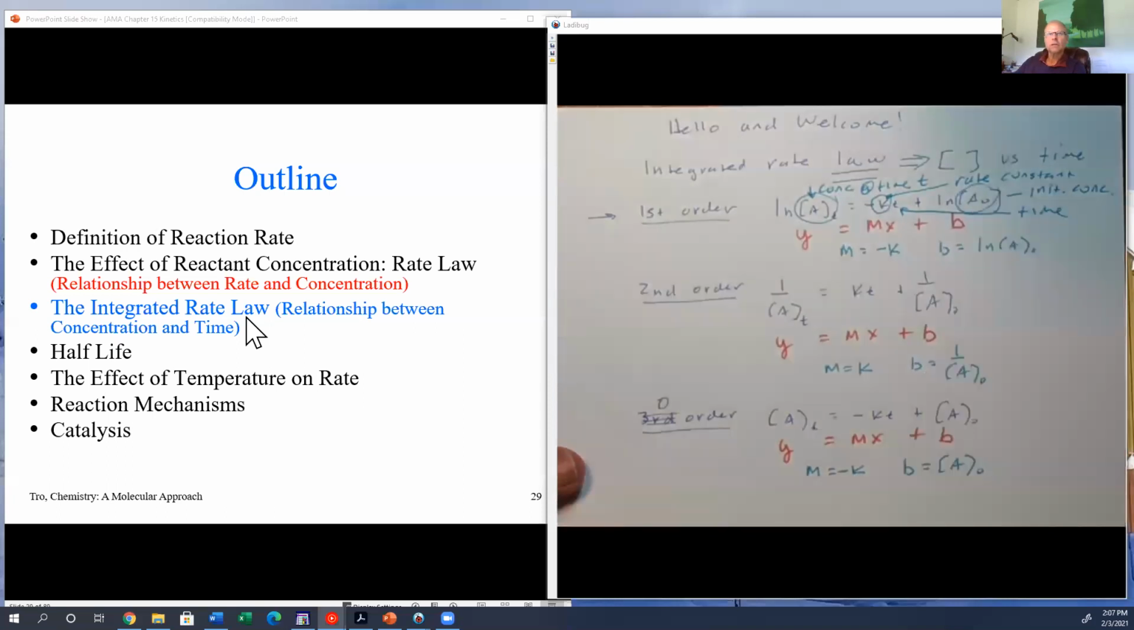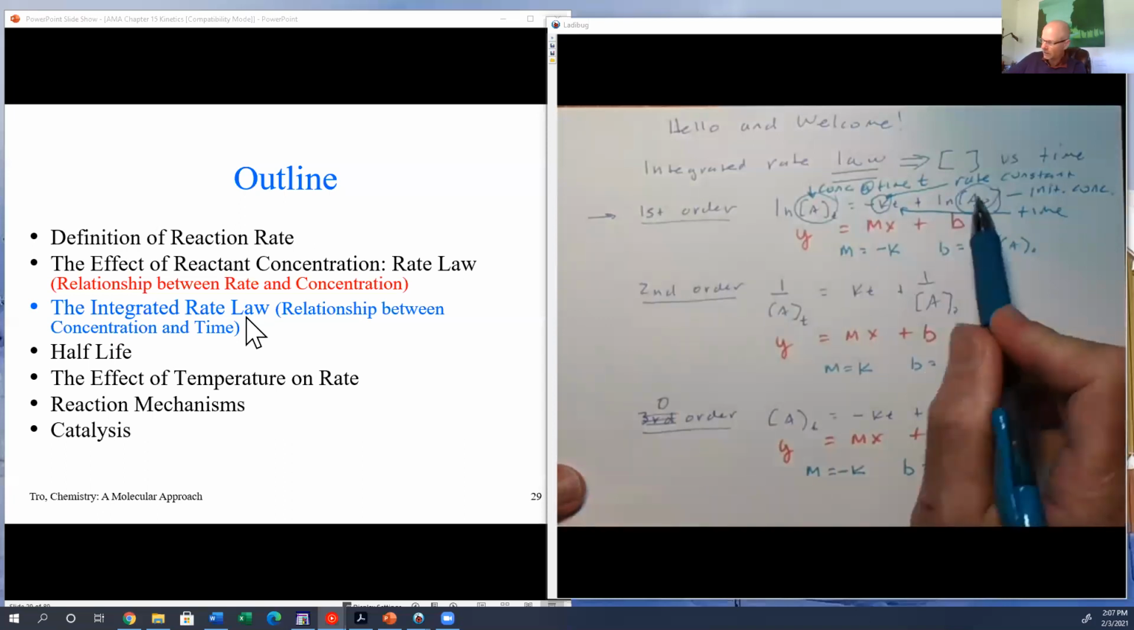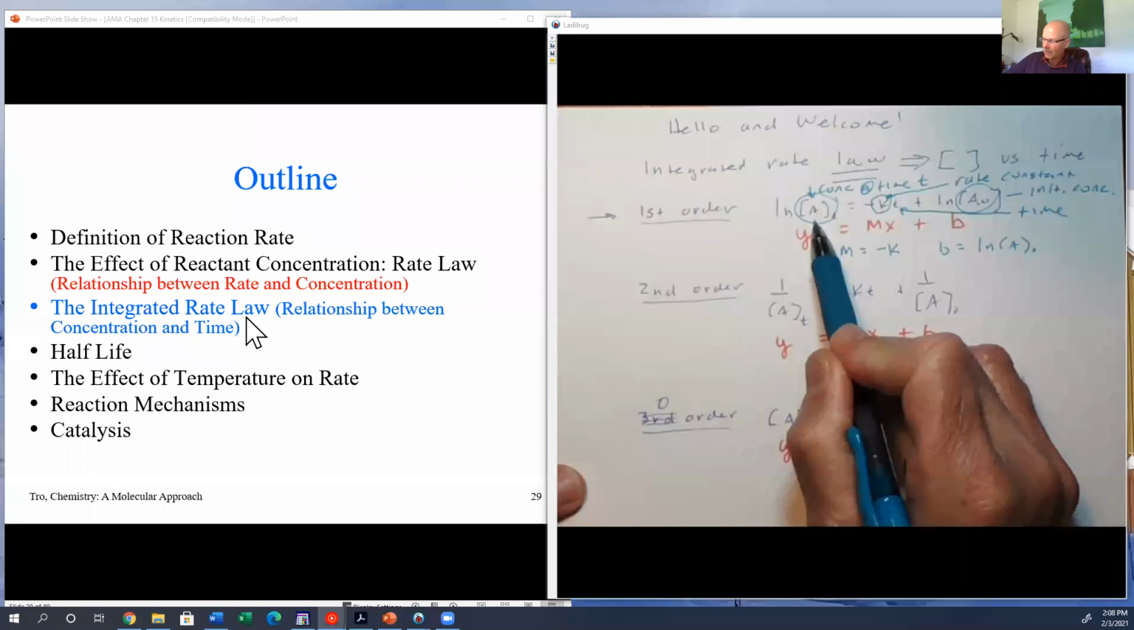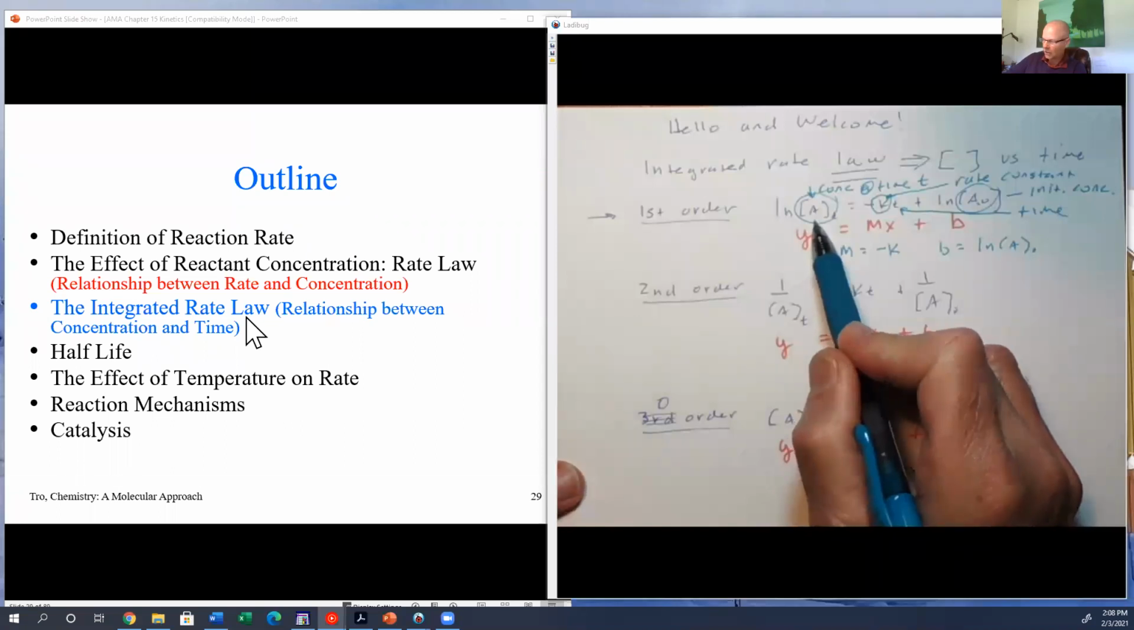So notice what you get with this reaction. If you know the initial concentration and you know the rate constant, you can find the concentration at some later time. And we'll do an example of that in just a minute.